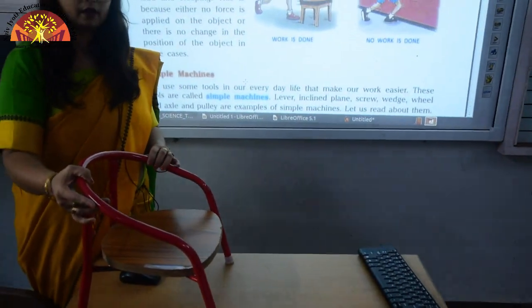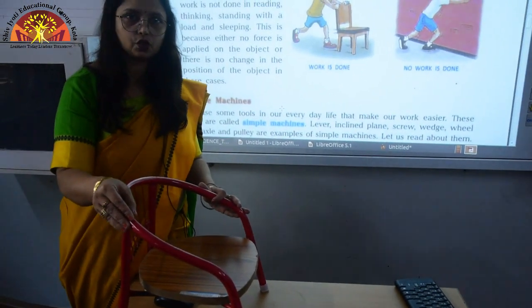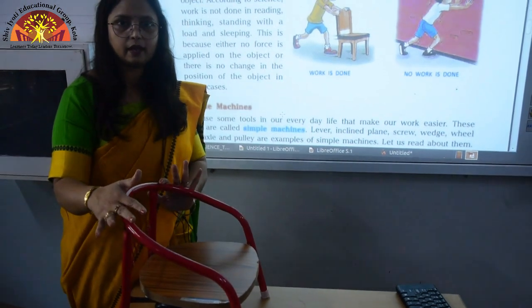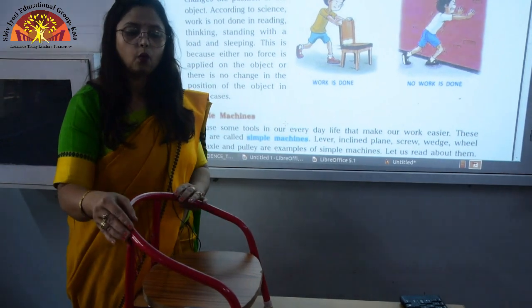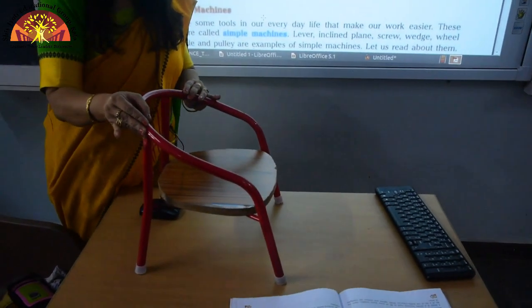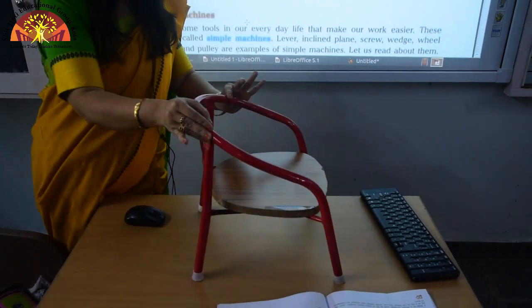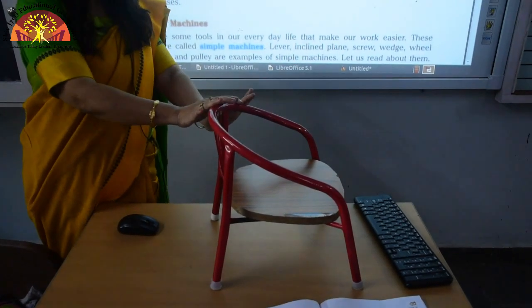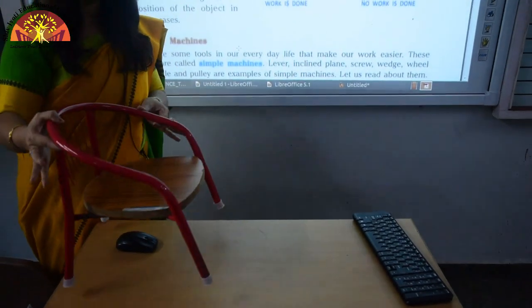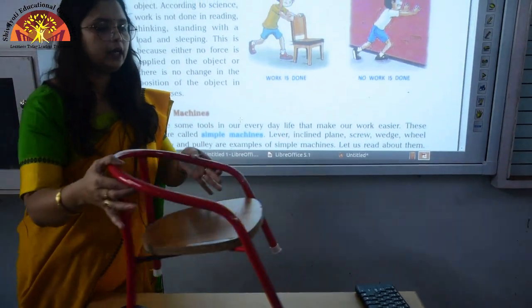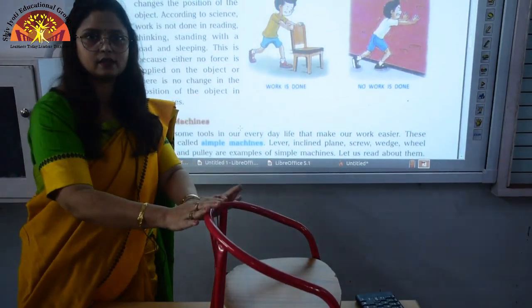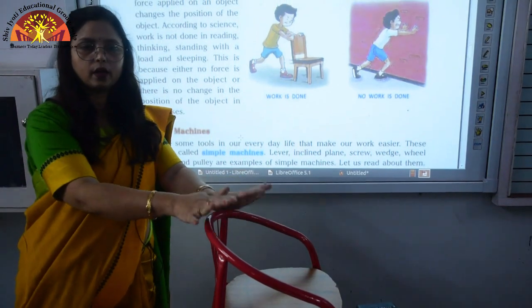So see children, here it is a chair. Right now it is standing at one place, it means no work is done over it. Now when I push this chair, I started pushing this chair, now this has moved to this position. Initially this chair was at this position, but when I applied force to it, it has changed its position and it has come to this position. So what does this show?